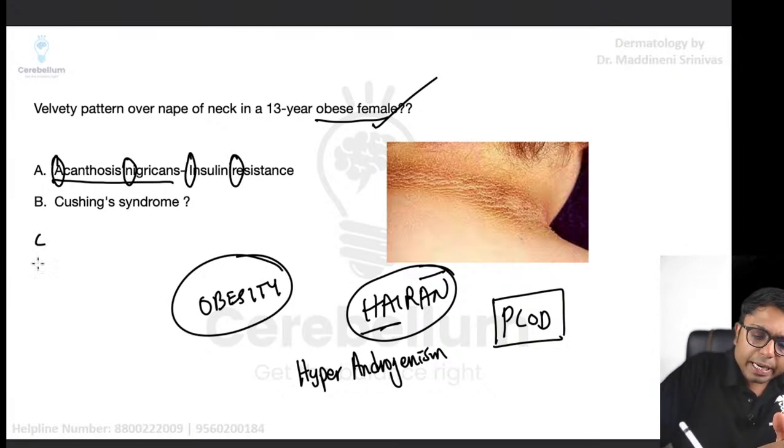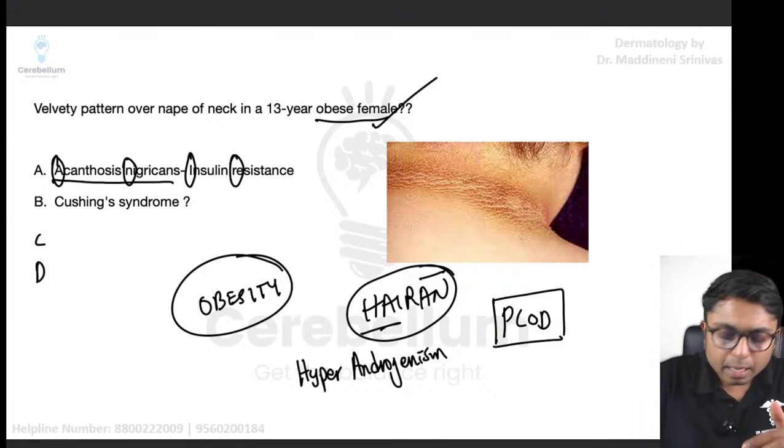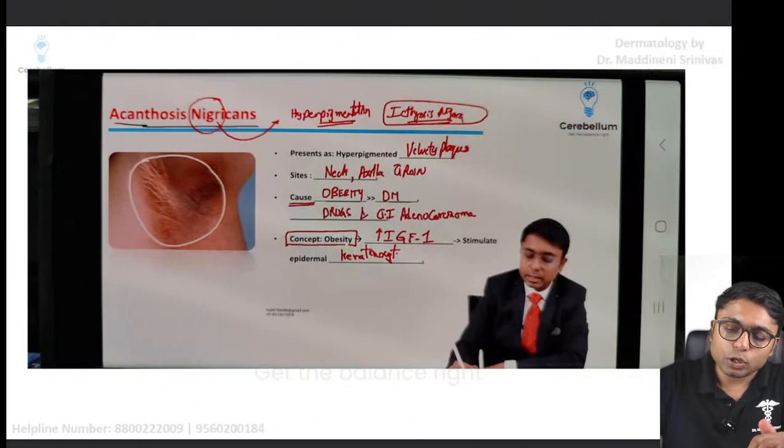If you can recollect the rest of the options for this question related to Acanthosis nigricans, please put those in the chat section. The students told that Cushing syndrome was there in the options.